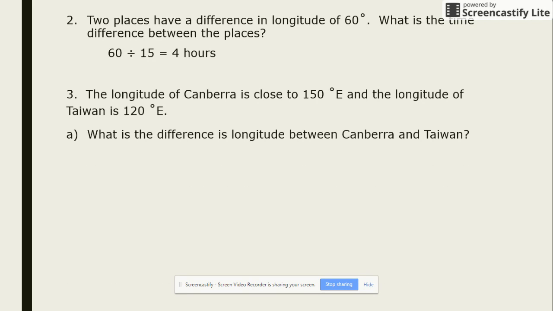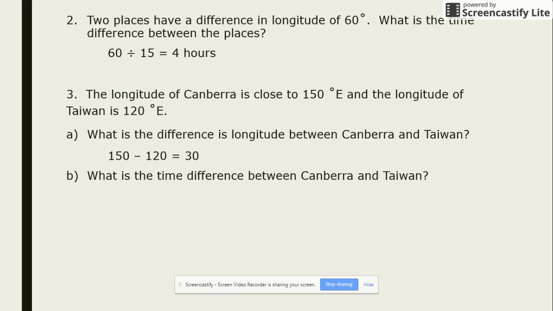Right, so what is the difference in longitude between Canberra and Taiwan? So what do we say? 150, take 120, gives us 30. And then what is the time difference between Canberra and Taiwan? We take our 30, we divide it by 15, and that'll give us the hours. There we go. Equals 2. I hope that you got that.